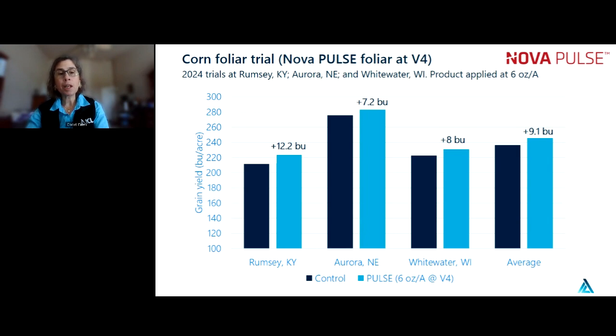So we see in Kentucky that we had a 12 bushel increase, Nebraska 7 bushel, 8 bushel in Wisconsin, so an average of a 9 bushel increase with the one application of the Nova Pulse. Again, the Nova Pulse has the cobalt and moly in it, as well as it's a 0-6-4 and has the zinc and manganese and some sulfur. So that properly timed application is really helping as far as the yield potential that came about on corn.